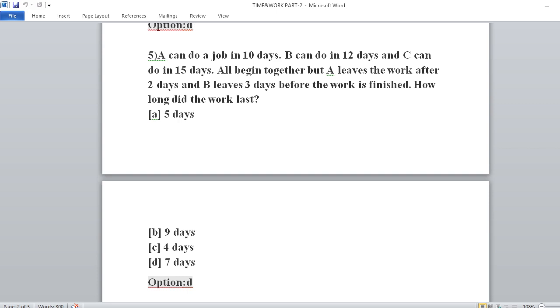A can do a job in 10 days, B can do it in 12 days, and C can do it in 15 days. All begin together, but A leaves the work after 2 days and B leaves 3 days before the work is finished. How long did the work last? Option A 5 days, option B 9 days, option C 4 days, option D 7 days. Okay, we'll solve.